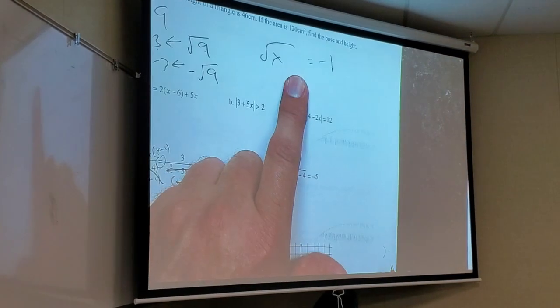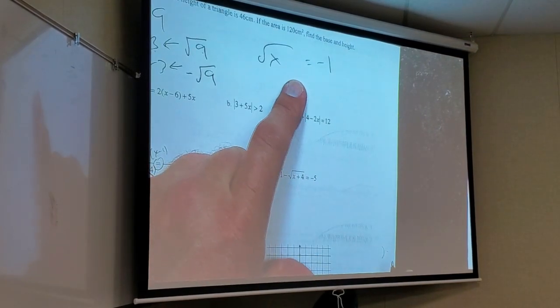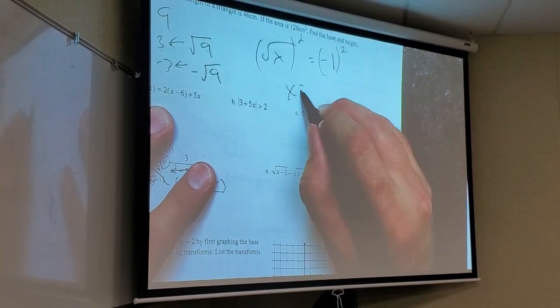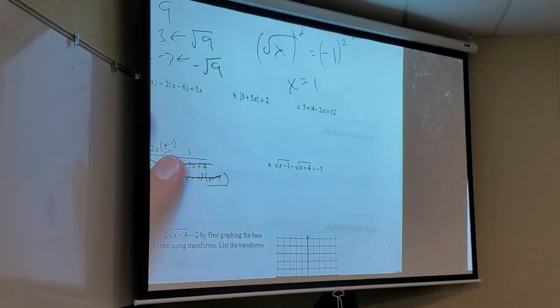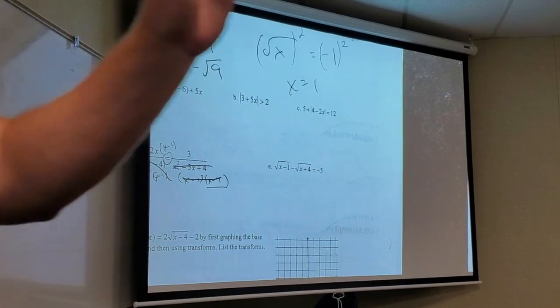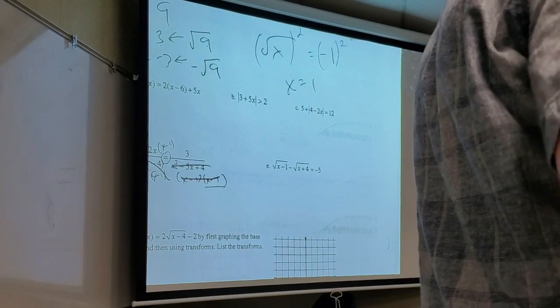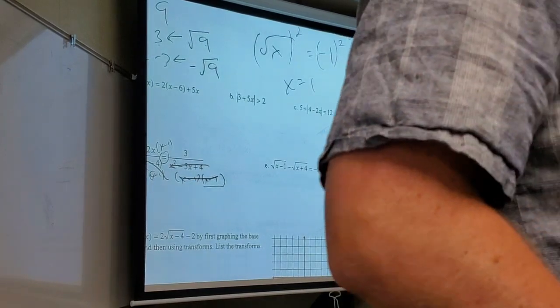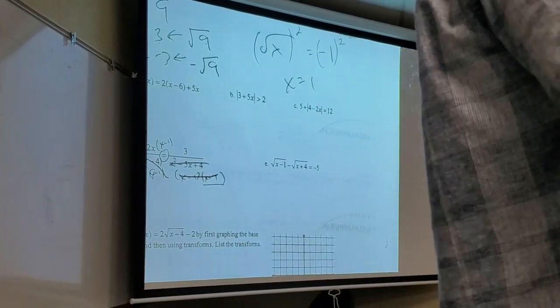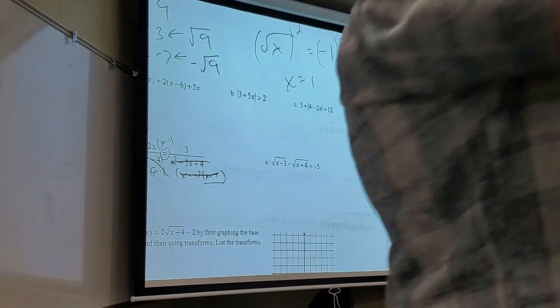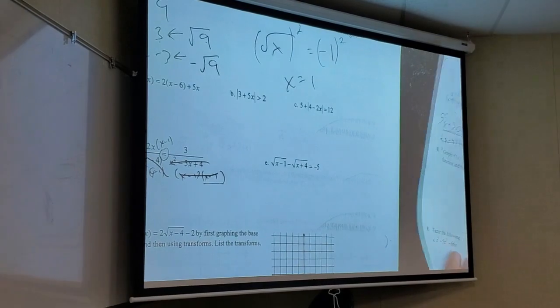So let me ask this one again. What's the answer to this? No solution. I love it. If you square both sides, though, don't you get x equals 1? Yeah. When you square both sides, you lose if something was negative or not. Does that make sense? If you square something, it's not negative. If it was negative, it isn't anymore. We lose that information. So how many times did we square in this problem that we just did?